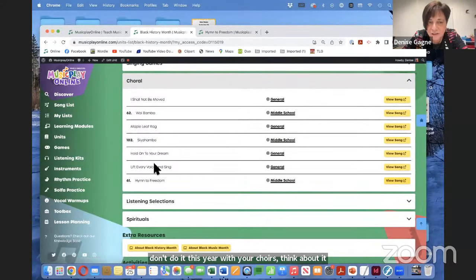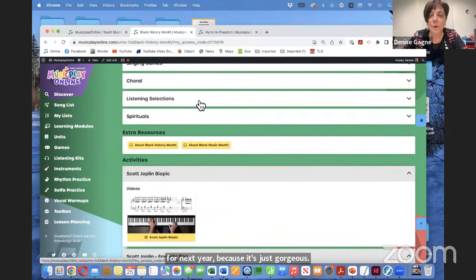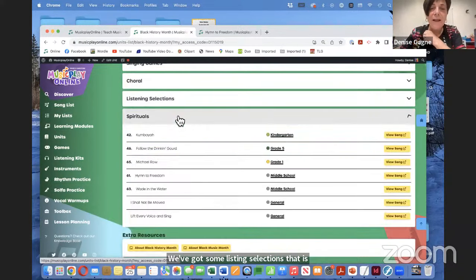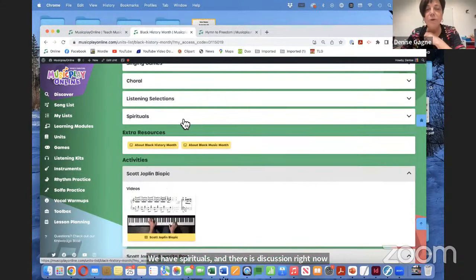We're actually rearranging Lift Every Voice and Sing, and we'll have a better arrangement for next year. We've got some listening selections. That is not complete because we've got Scott Joplin as well. We have spirituals, and there is discussion right now whether it's appropriate to use spirituals. This is wrong. Hymn to Freedom is not a spiritual. But I am referencing an article in a NAFME journal that talks about why use spirituals. You make the call. You know your community. If it's something that's not going to be acceptable for your community, leave them out.